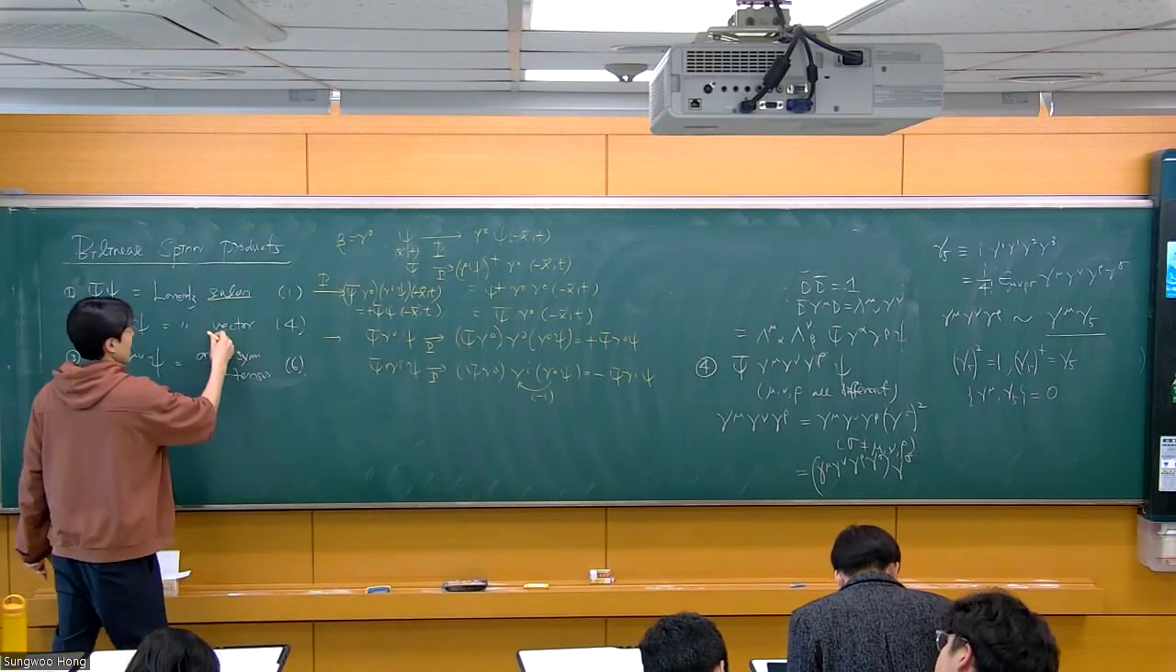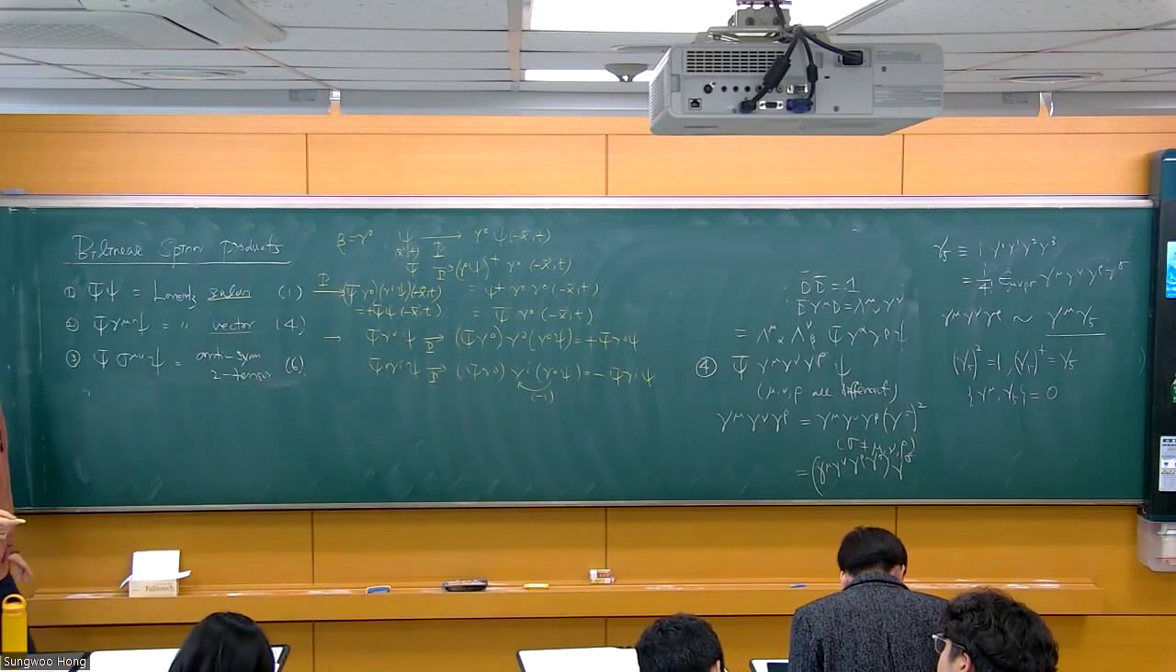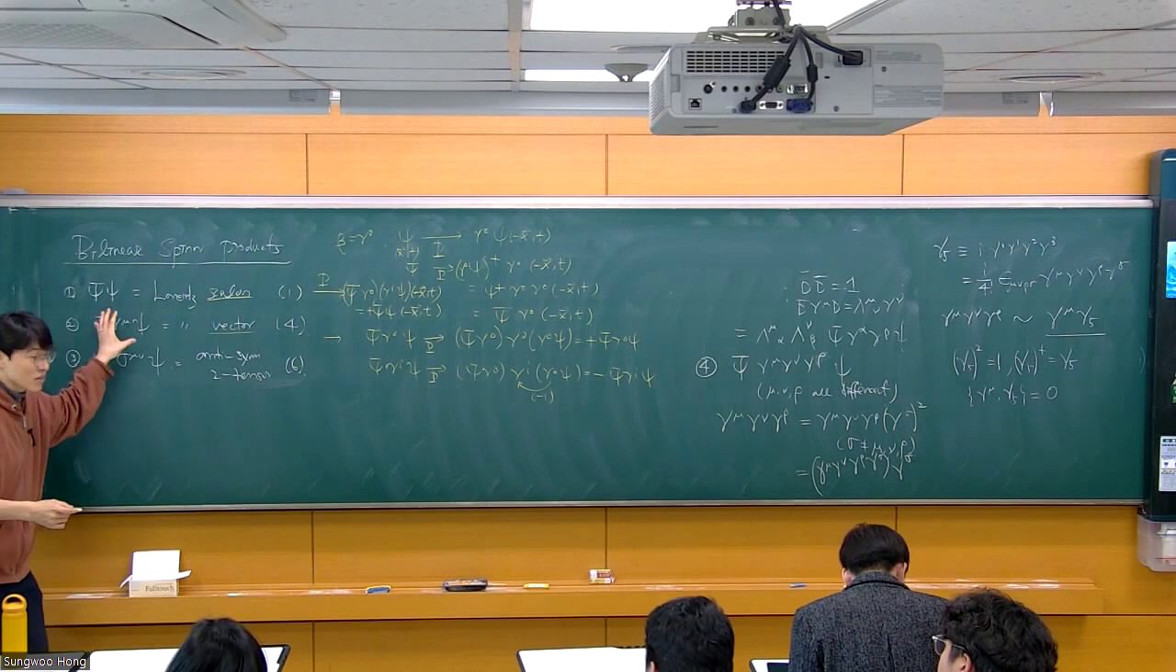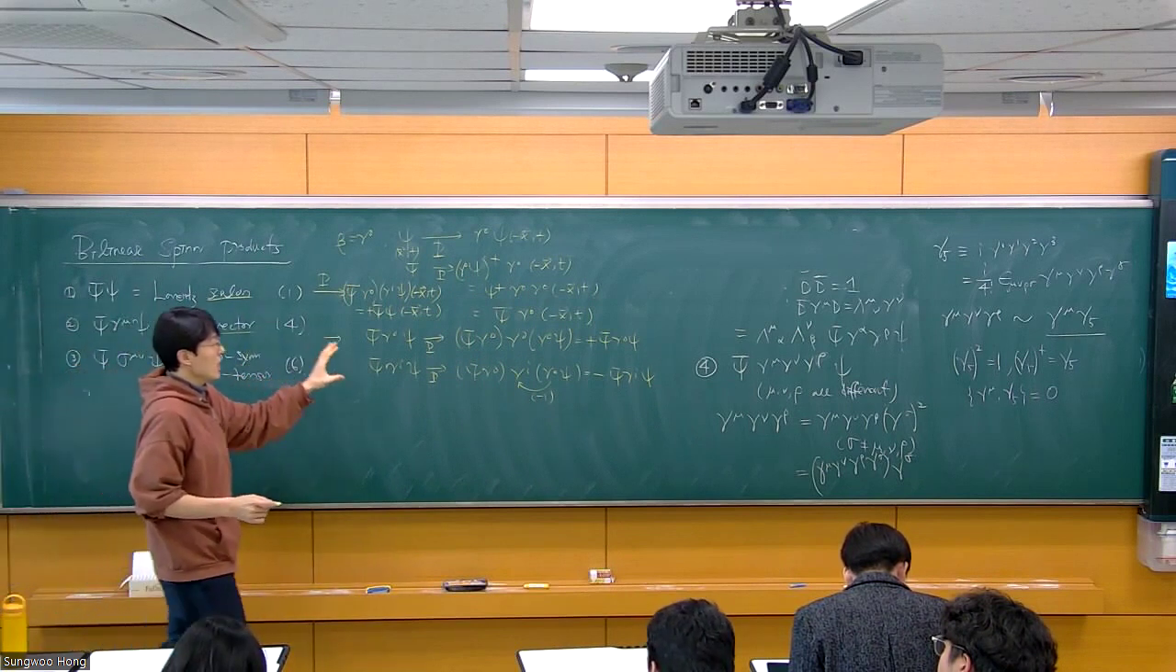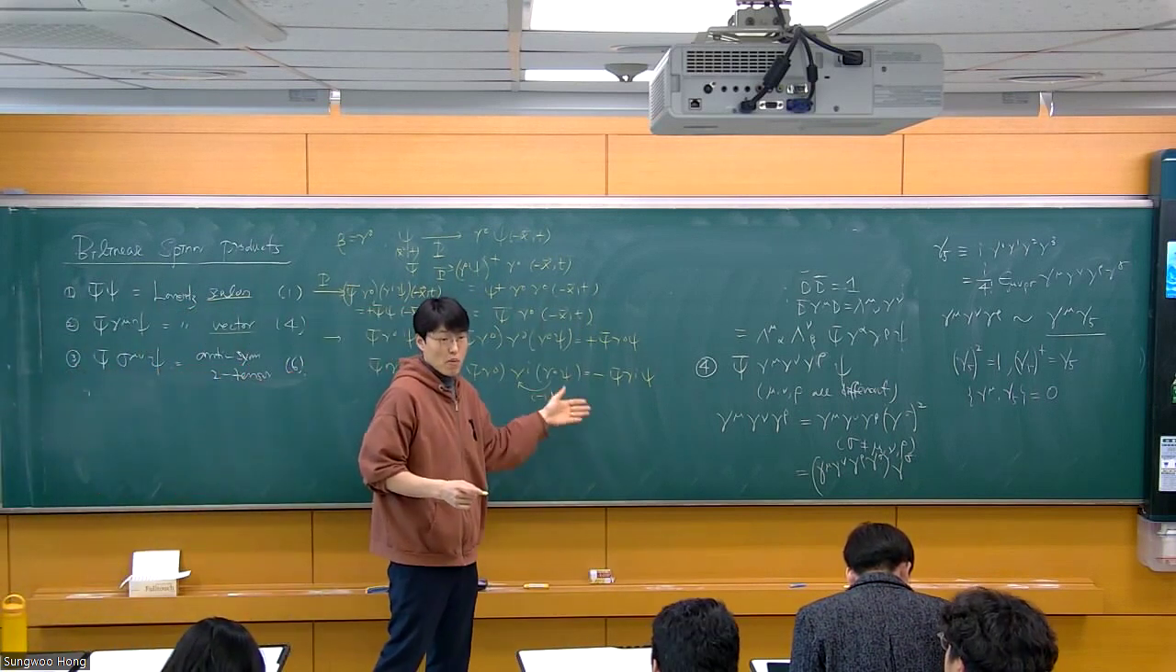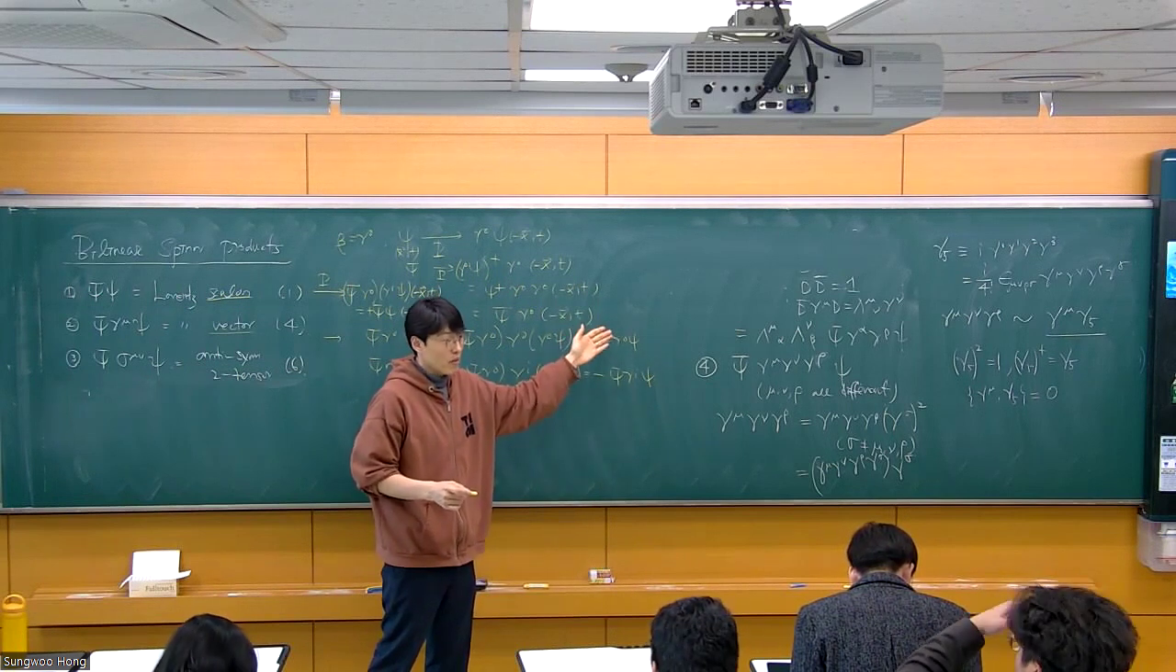So from now on, when I say vector, I mean an object that transforms like a Lorentz vector under the Lorentz transformation, but under the parity it does this: the temporal component doesn't flip, but the spatial part flips. Okay?